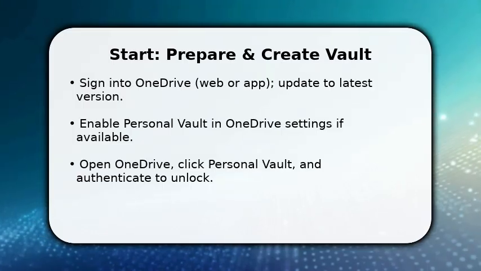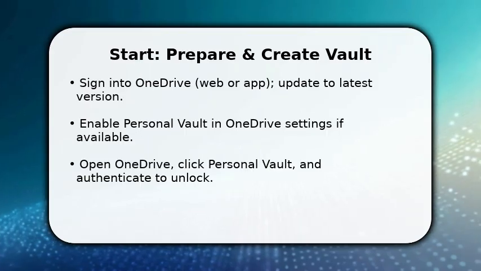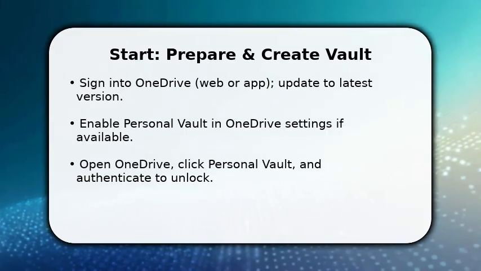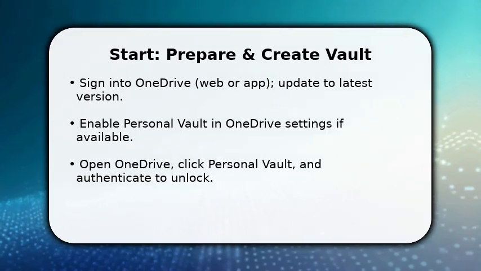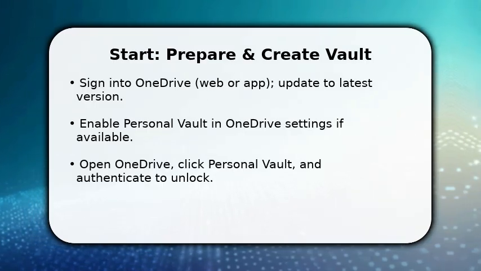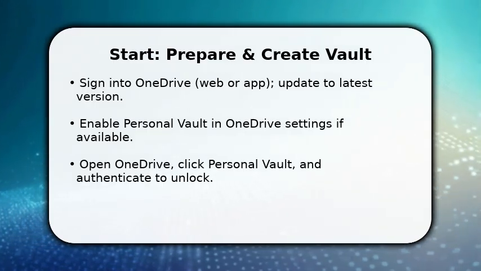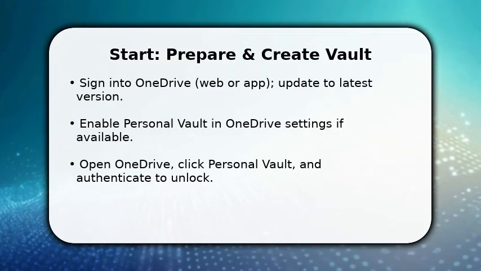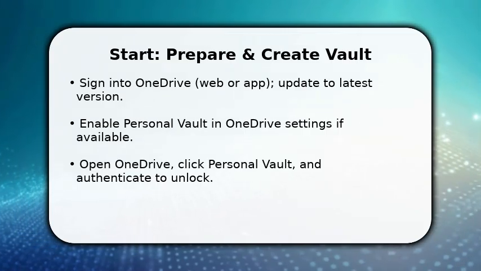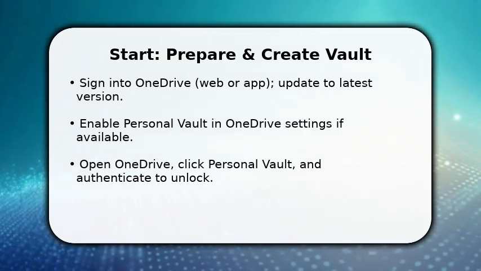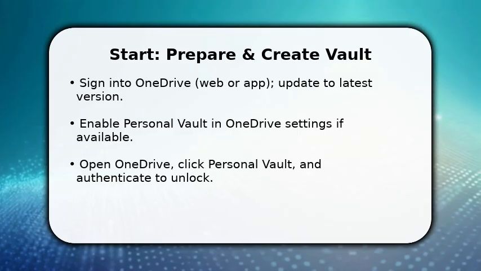You're starting with the essentials. Sign into OneDrive on the device you'll use and confirm the app is updated. Once signed in, open OneDrive settings and enable Personal Vault if it's available for your account. Now unlock the vault by completing the authentication flow. This creates an encrypted, protected space.